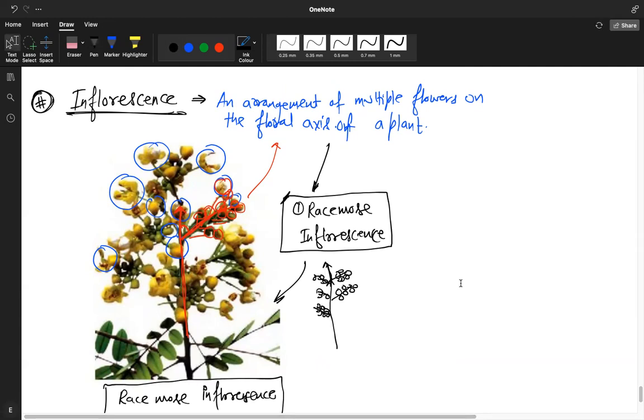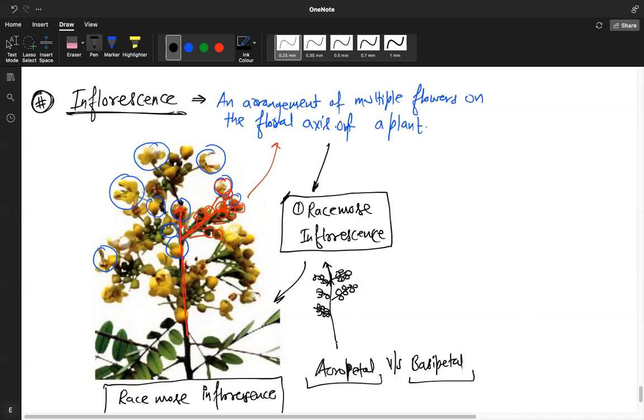So in the racemose, the main axis continues to grow, and the flowers are born laterally. And the flowers are born laterally in an acropetal succession. Acropetal. There are two terms that I will explain to you now. One is acropetal and the other is basipetal, versus basipetal.